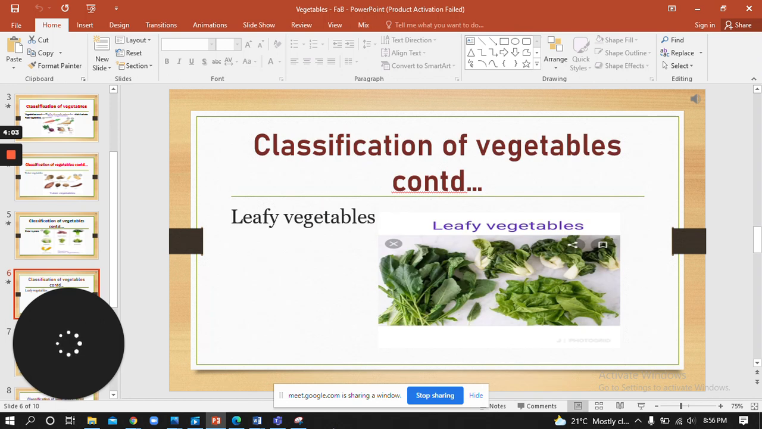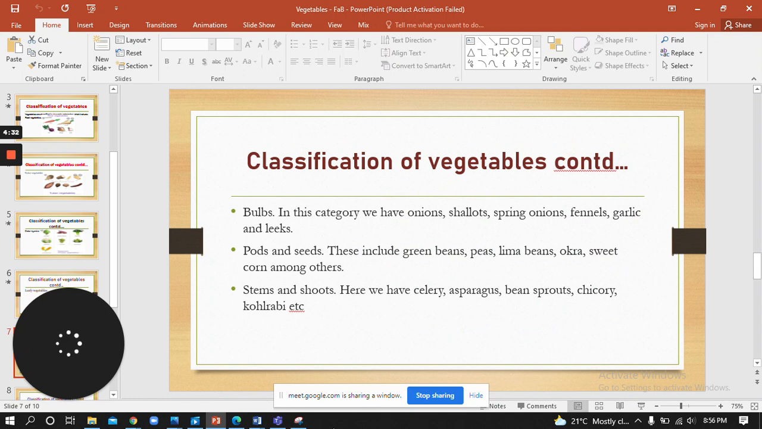Our next category are the leafy vegetables, and as the name suggests, the part that is edible in that plant is the leaf, and this includes spinach, baby spinach, kale, and also includes all of the traditional vegetables that we eat here in Kenya. They come under the category of leafy vegetables because the leaf is the edible part that we actually consume.